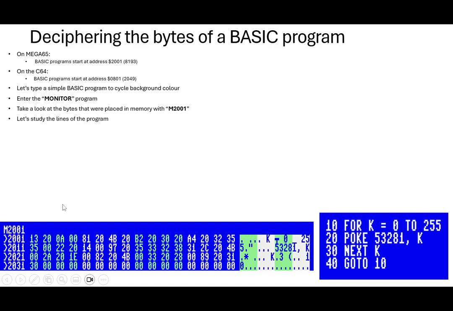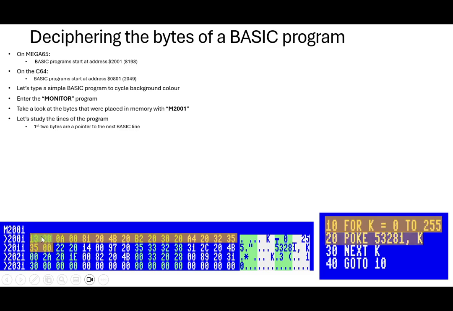Let's see how these bytes compare to the program we have on the right here. We've got the first line, 10 for k equals 0 to 255, and that equates to the first set of bytes I've highlighted here. Let's look at the first 2 bytes. I'm saying these first 2 bytes are the pointer to the next BASIC line. These are the bytes for this BASIC line, but there's a linked list pointing at the next line. So this address here, 2013, is the address where the next line starts. This is byte 2011, 2012, 2013. So this 2013 is pointing over here.